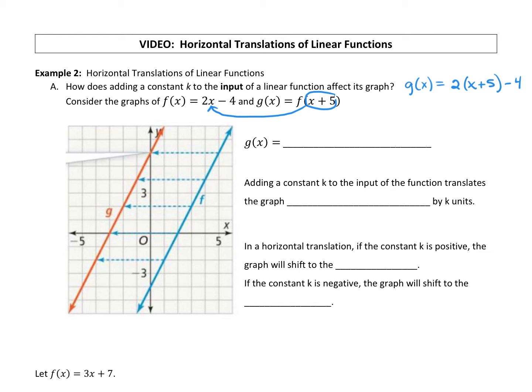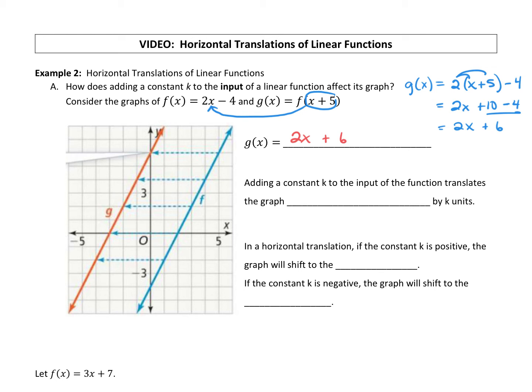So what we did is we added a constant k to the input. We're adding a 5 to our x. We can simplify this by distributing our slope. 2 times x is 2x. 2 times a positive 5 is a positive 10. I'm going to go ahead and carry down the minus 4. And then we have a 2x, 10 minus 4, those are like terms, will give us a positive 6. So our g of x function is equal to 2x plus 6.